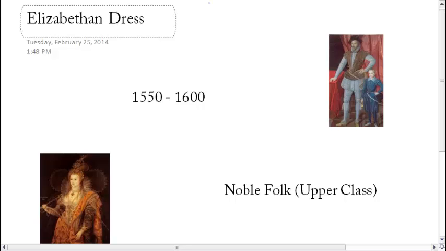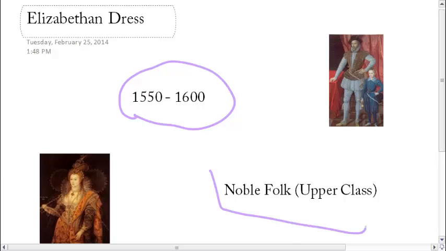First, to start off with the Elizabethan Era. Well, the Elizabethan era was a time from the 1550s to the 1600s, and it was considered to be very pricey, noble, and classic. It was very mature. We'll be looking into the noble folk and upper class today due to the fact that the majority of the popularity and population back then was noble folk.